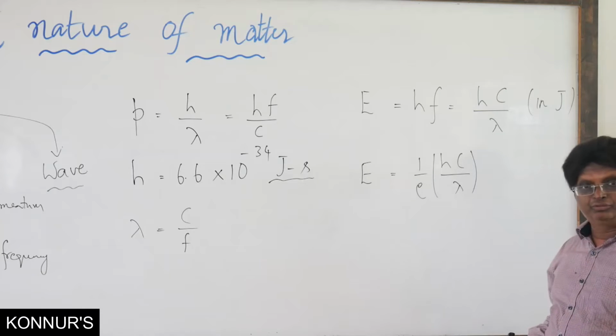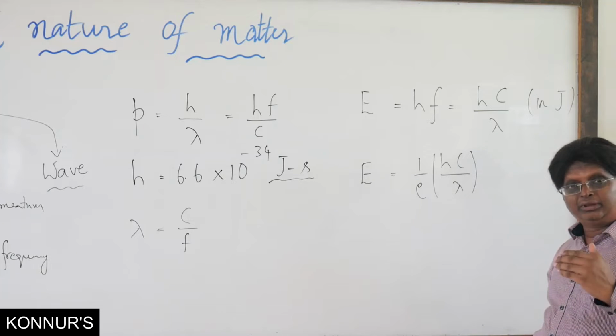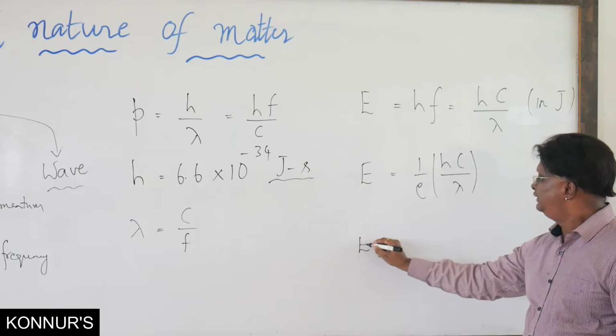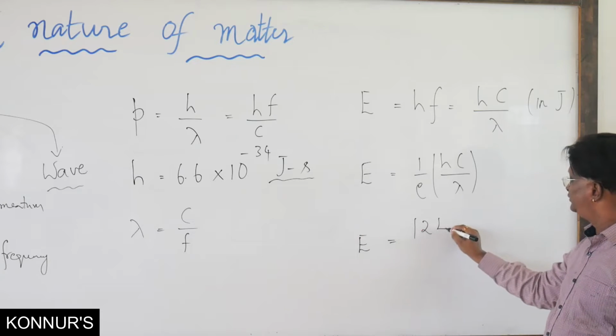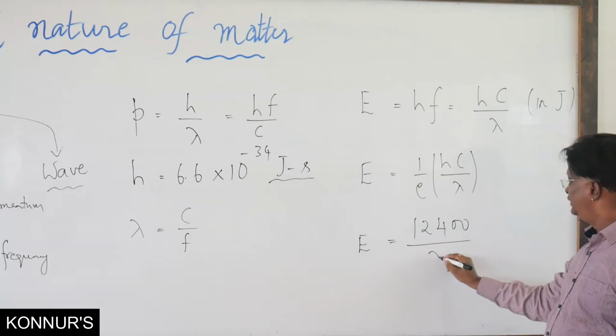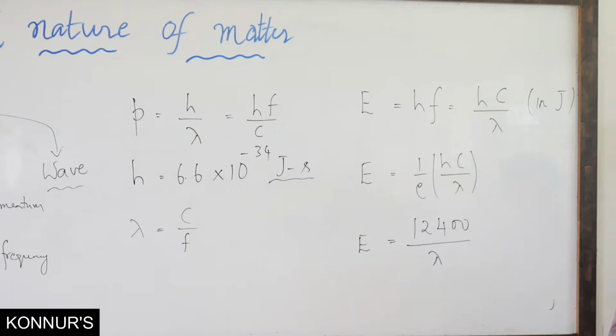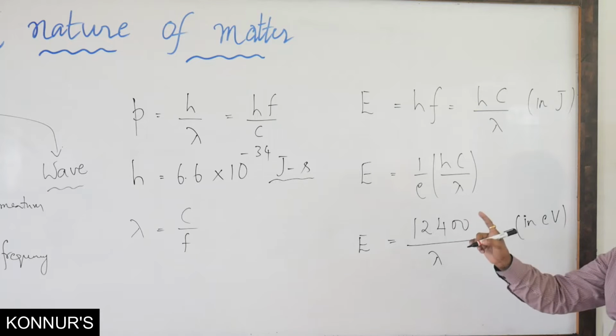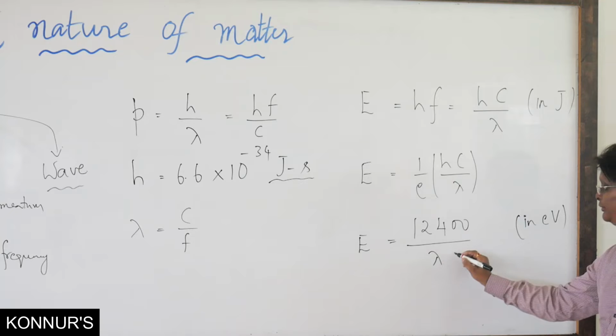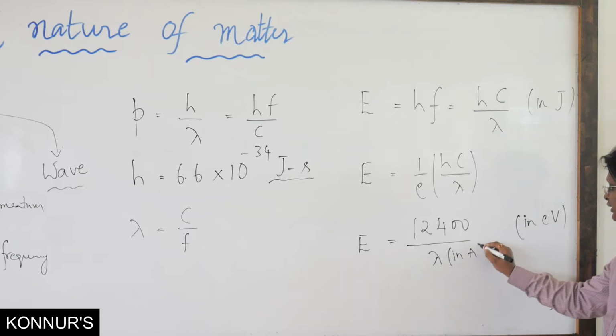Substituting all those values and writing one approximation, one estimated value, we will write it as E is equal to 12,400 upon lambda. This expression we will use for all our CET NEET examinations, most of the times. Two things are important here: 12,400 by lambda gives the energy in electron volt, provided all those multiples and submultiples are already taken, and lambda we have to substitute in angstroms.